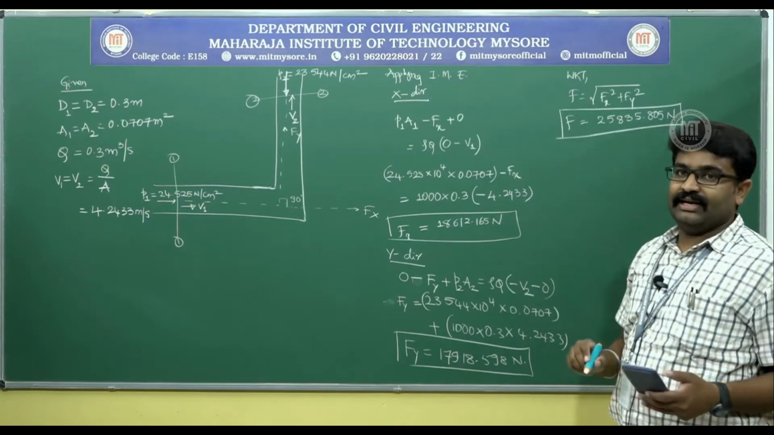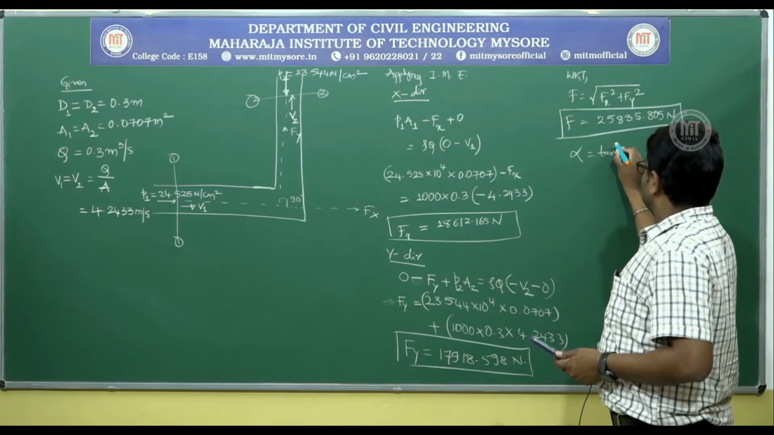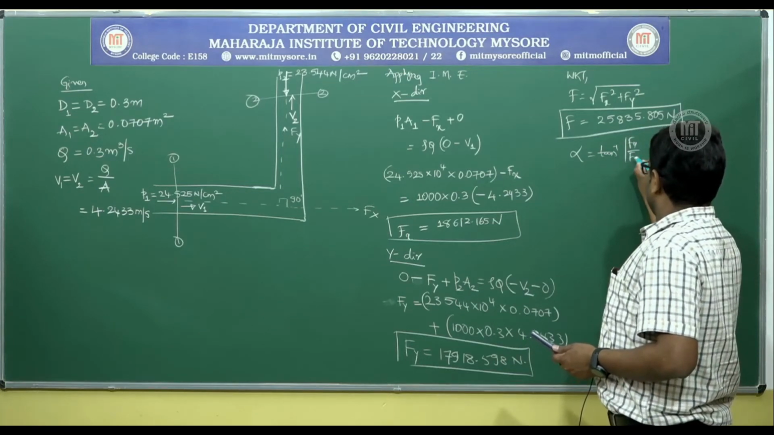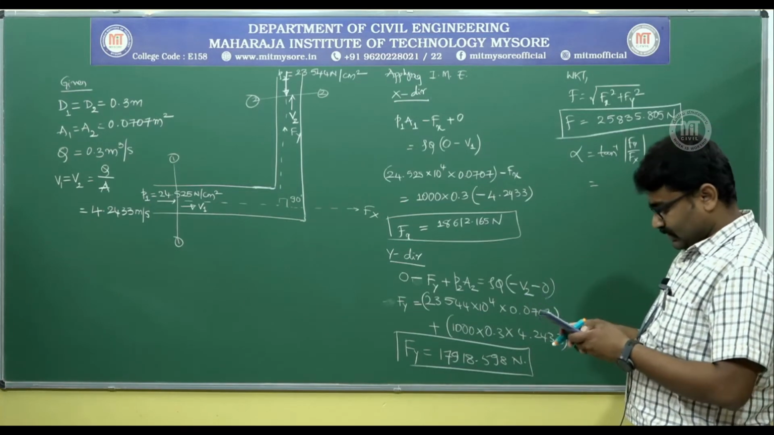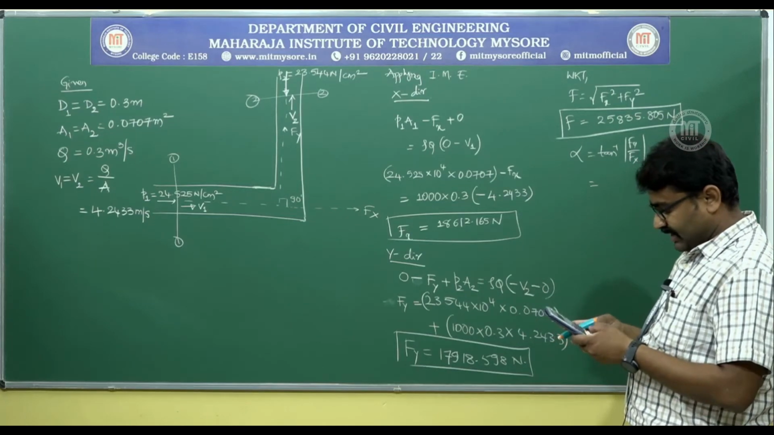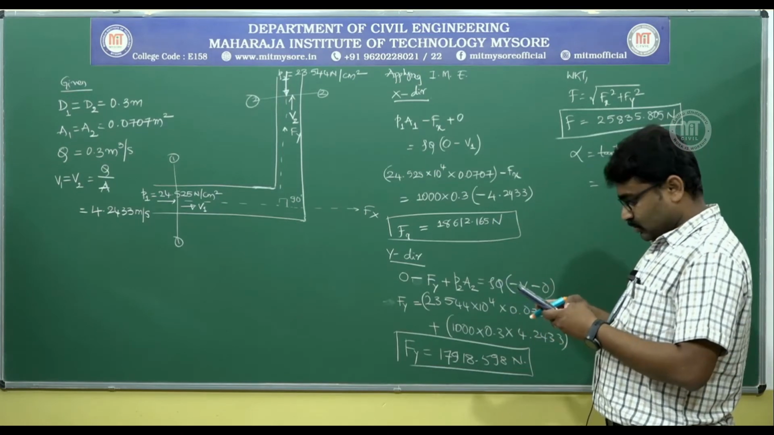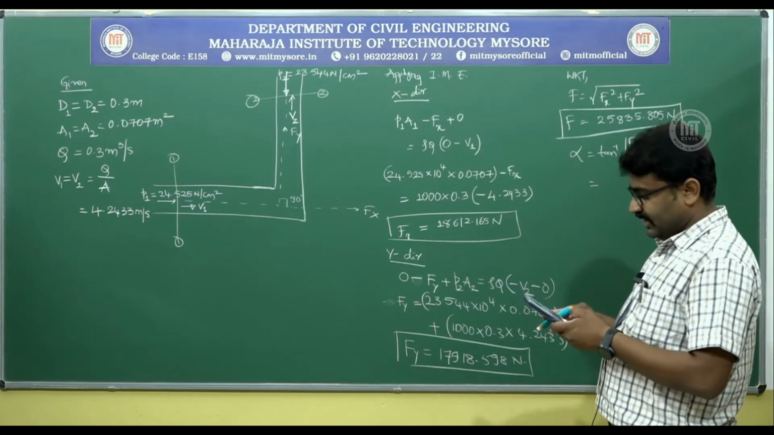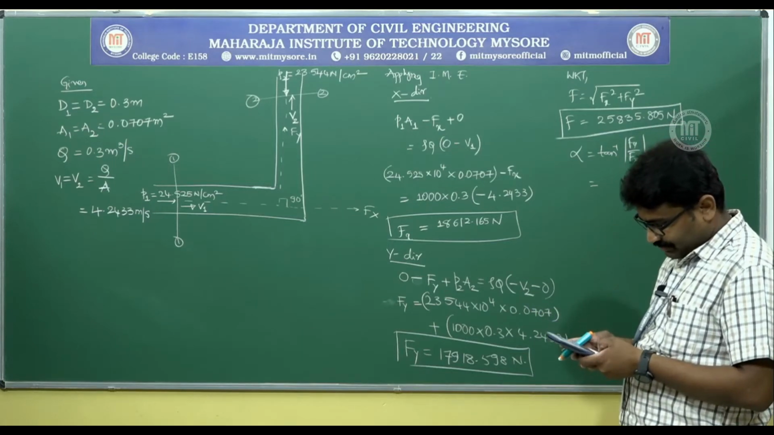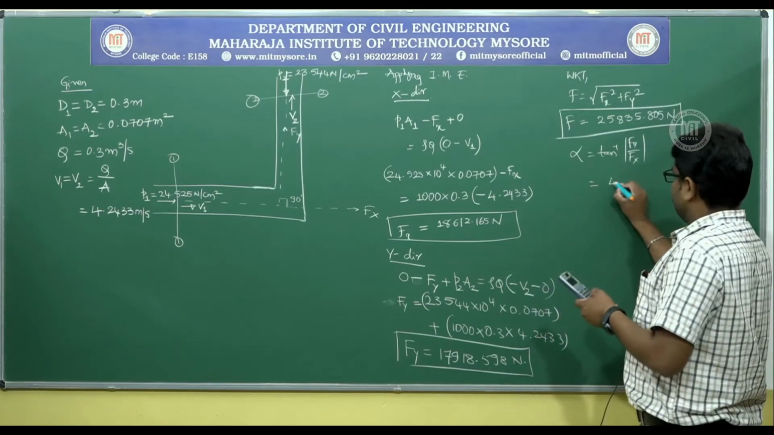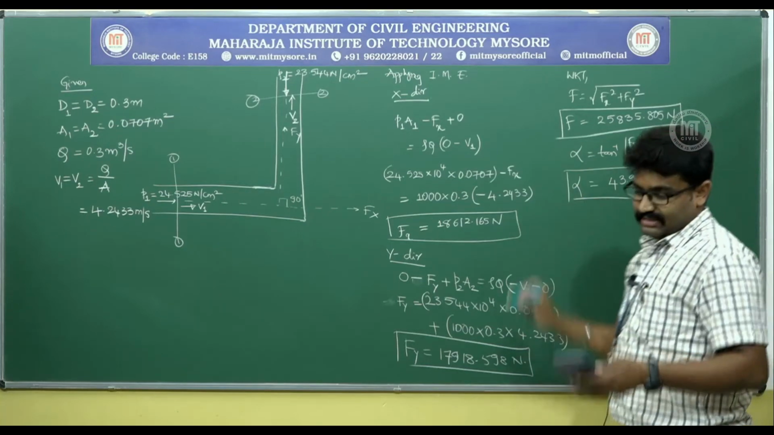I can as well calculate the direction of this resultant force using alpha is equal to tan inverse of Fy by Fx in modulus. So I have Fy as 17918.598 divided by Fx, that is 18612.165, and tan inverse of the answer will give me 43.91 degrees.